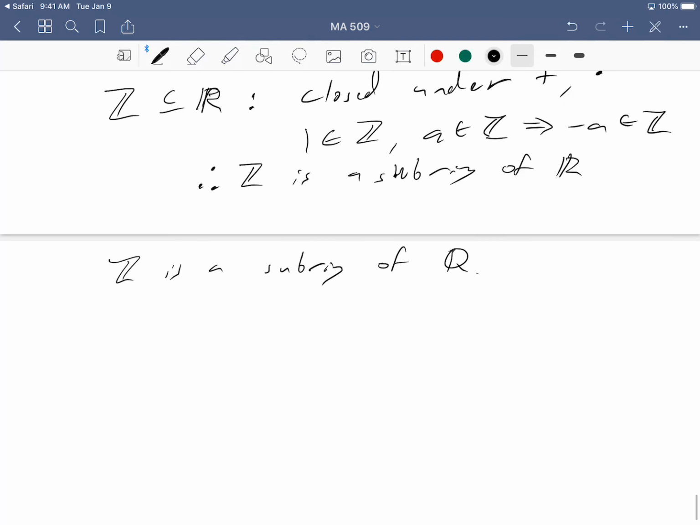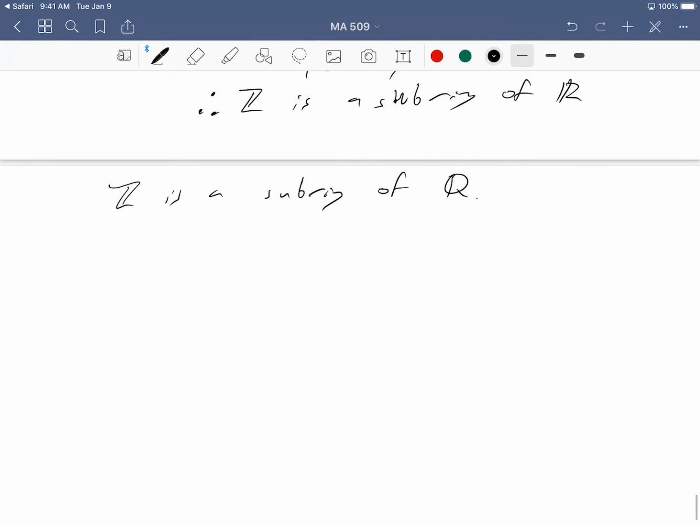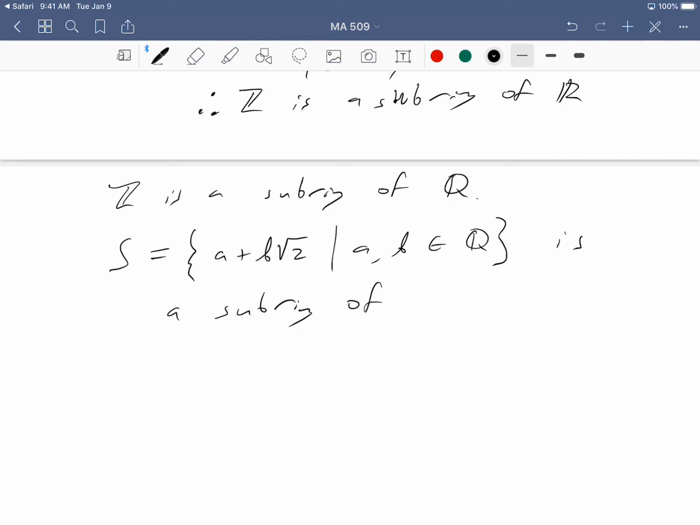Okay, and let's talk about that one we did before. So S, I'm going to name this set S, the set of all a plus b root 2's, where a and b are rational numbers. This is a subring of R also. And if you go back to where we talked through that example, you'll see that these were exactly the kinds of things we were talking about there.